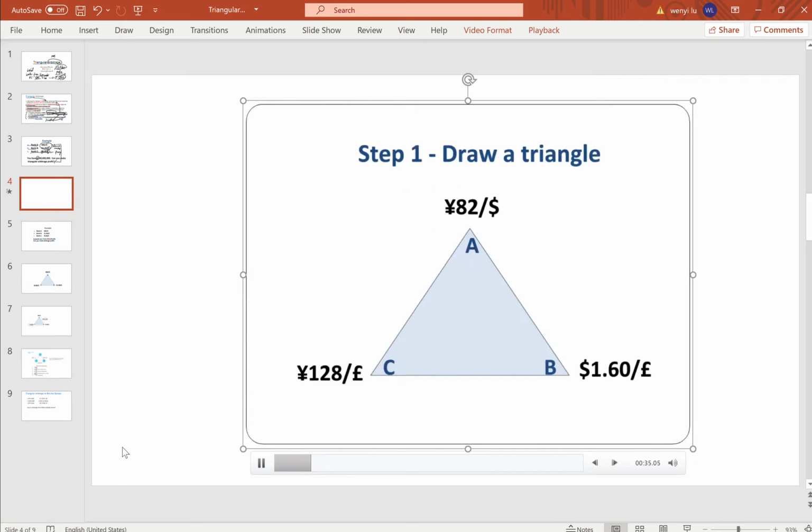It's easier to work with a problem of this nature by visualizing it. So as our first step, we are going to draw a triangle and place the three quotations on its angles. It doesn't matter which angle we place which quote. In step 2, we need to identify the quoted cross rate. Since the quote provided by Bank C pairs 128 yen to the British pound and not the US dollar, that is the quoted cross rate.